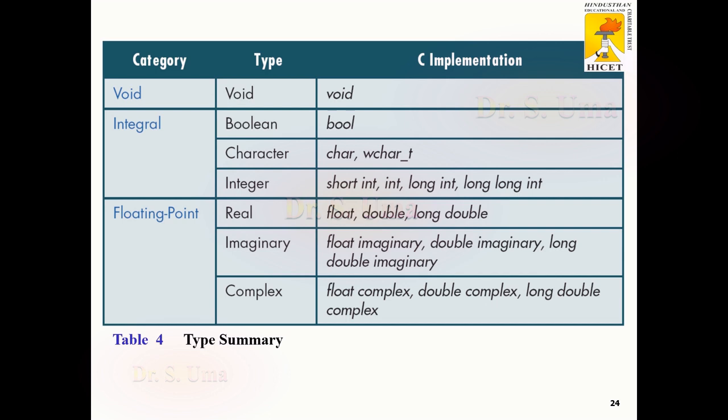Here we have a summary of the various types of data that are used in the C programming language. Void is of a single type of data. It means nothing. Integral can be of Boolean, character or integer. Floating point can be either real, imaginary or complex. The various implementations of these floating point types are mentioned as real: float, double and long double. Under imaginary, we have float imaginary, double imaginary, long double imaginary. For complex floating point type of data, we can have float complex, double complex, long double complex.